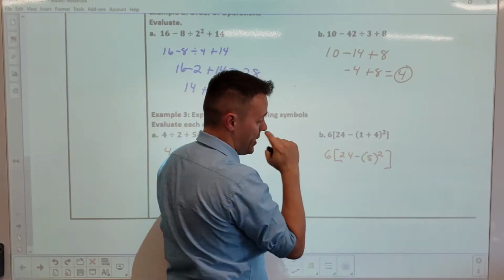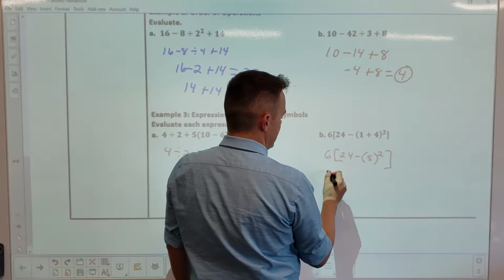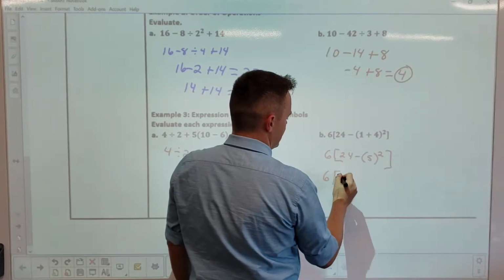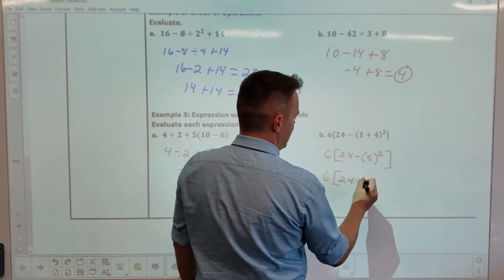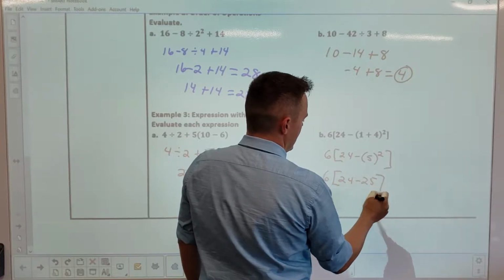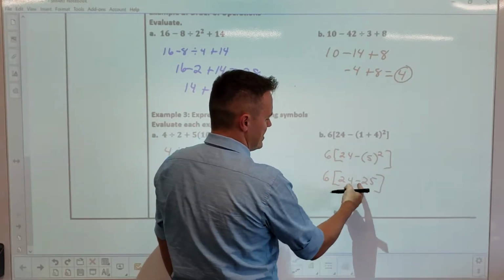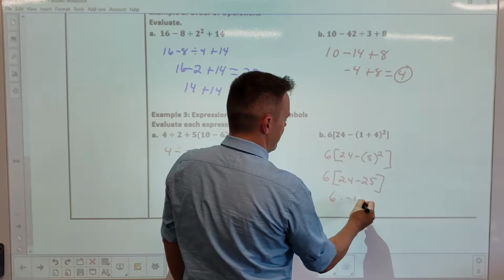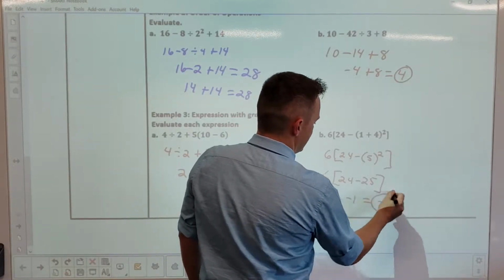Then you do the square power on the inside. So this is going to be 6, and it's going to be 24 minus 25. Solve for inside the brackets. 6 times -1, which is -6.